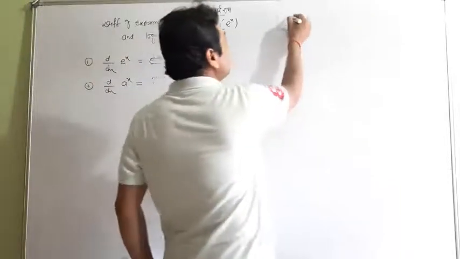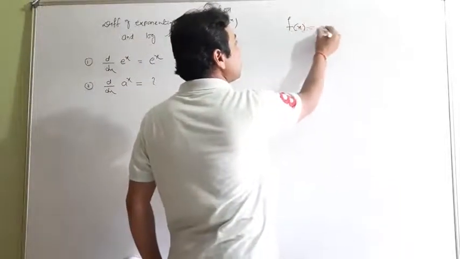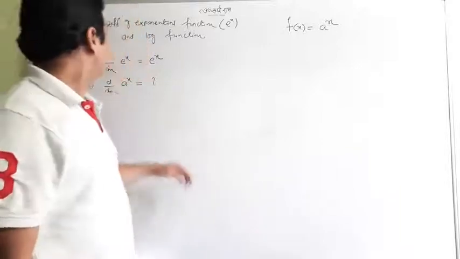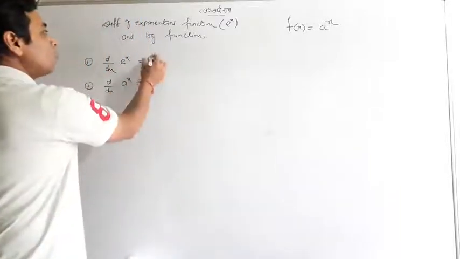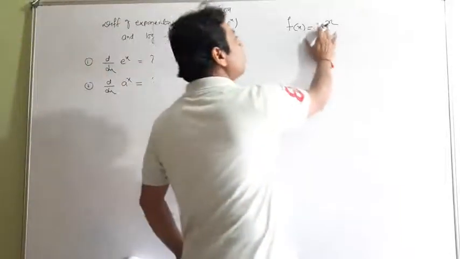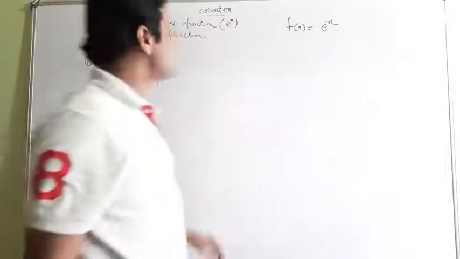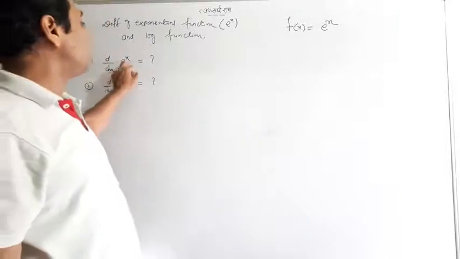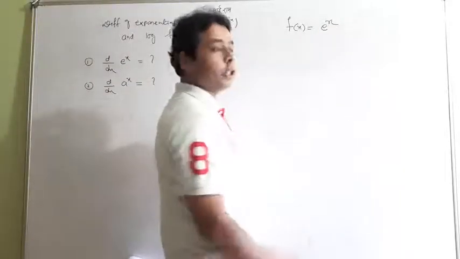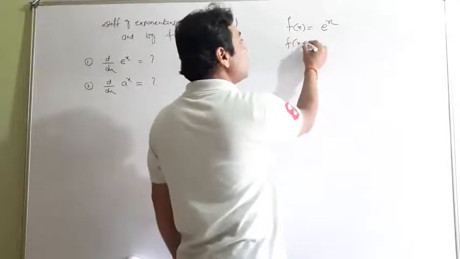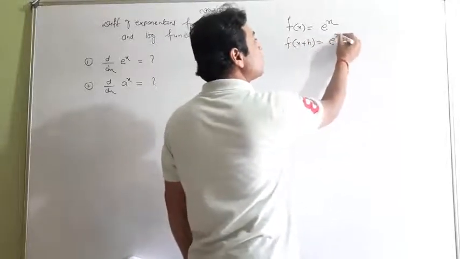We have an answer actually. If you want to do it by the first principle, I tell you, f of x is e to the power x, and f of x is equal to a to the power x. If you also want to know how this answer came, I'm telling you by formula. Suppose first I'm telling you d by dx of e to the power x. So f of x equals e to the power x, we have a function. f of x plus h will be e to the power x plus h.